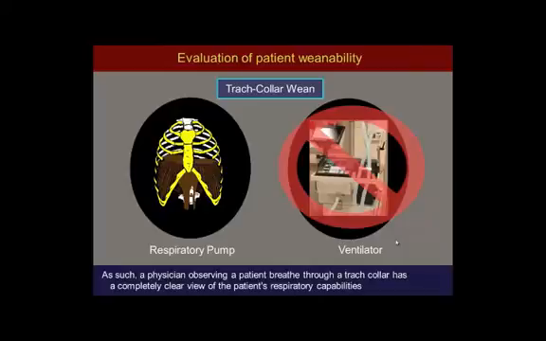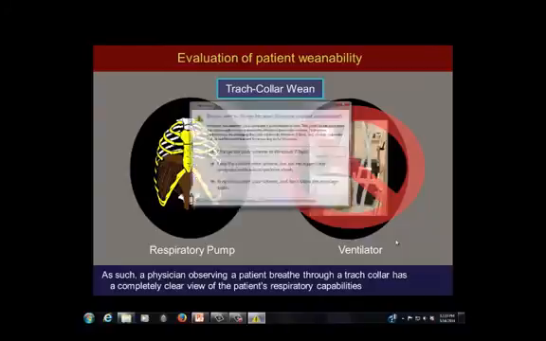So obviously, if you have a trach collar, then a physician who is observing the patient through a trach collar has a completely clear view of the patient's respiratory capabilities. Everything you see in front of your eyes is telling you the respiratory capabilities of that patient. None of it can be coming from the ventilator.